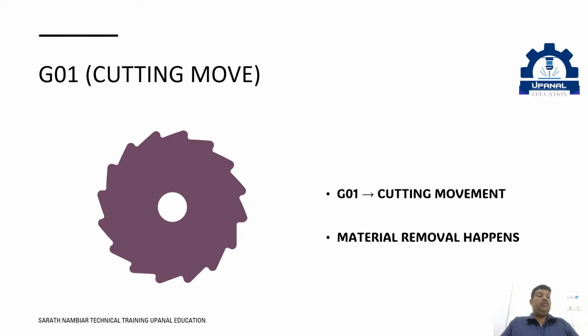If the tool moves too fast, it can break. If it's too slow, it can affect efficiency. So G01 ensures proper cutting happens every time. Now, I want you all to remember this clearly. Whenever you see G01 in a program, that is where the part is being created. Everything else is preparation, but G01 is where the real work happens.